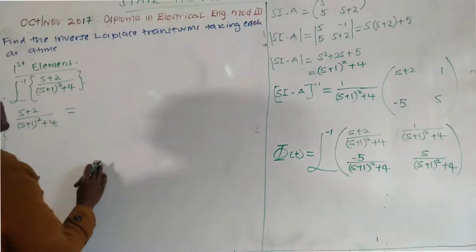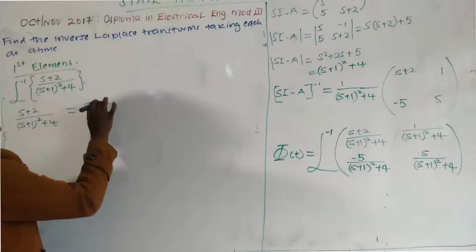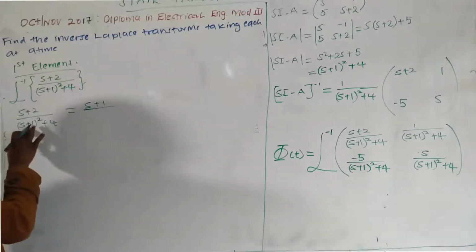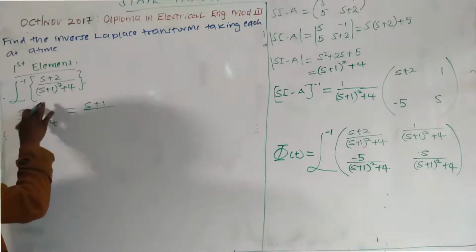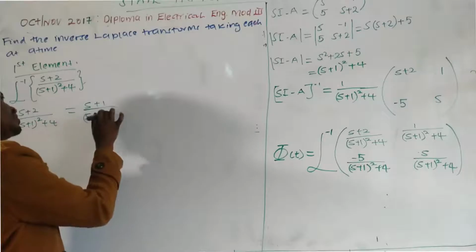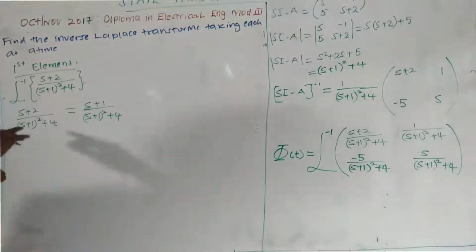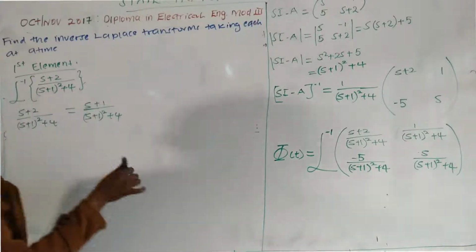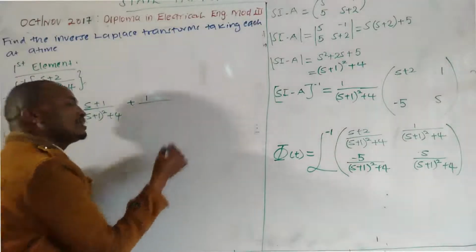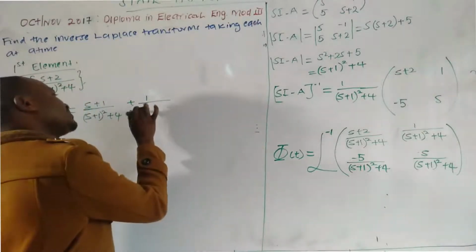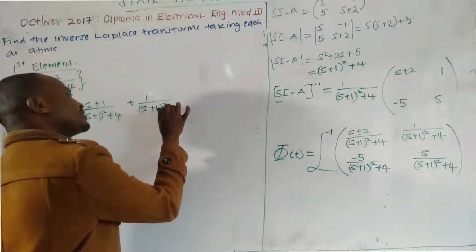This one I can say it is s plus 1. I want s plus 1 on the numerator. I also want s plus 1 on the numerator over (s plus 1) squared plus 4. But I had a 1 here. I've missed a 1, because here it is 1 and it should be 2. So the other one, I can say plus 1. But remember, the denominator is always shared. Because the denominator is shared, it is (s plus 1) squared plus 4.